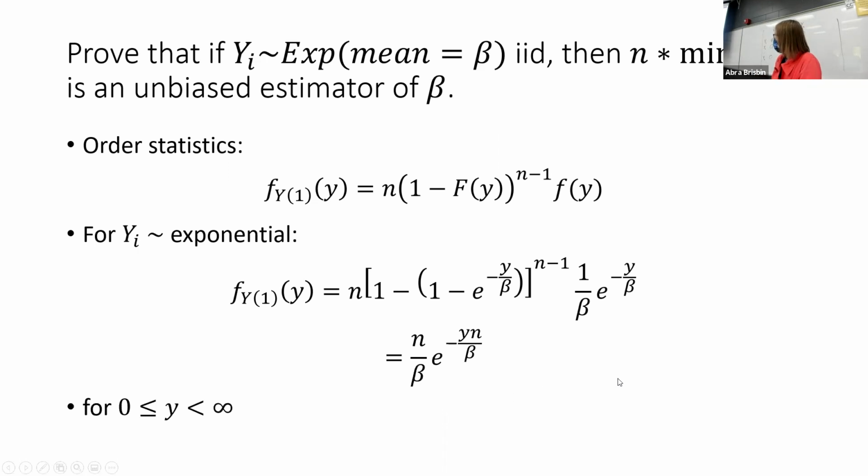So we can simplify this. The 1 minus 1 is going to be 0. So we end up with n over beta times e to the negative y times n over beta as our density function for y between 0 and infinity.